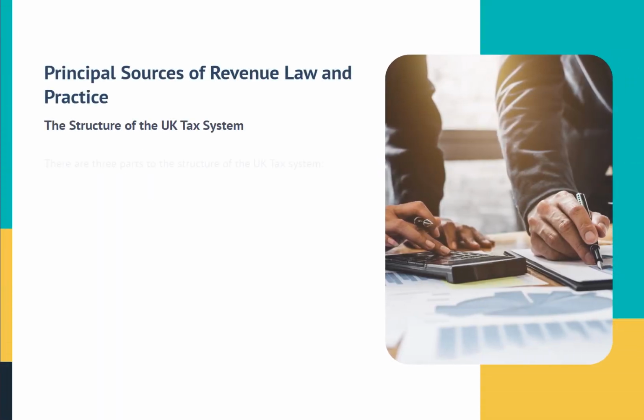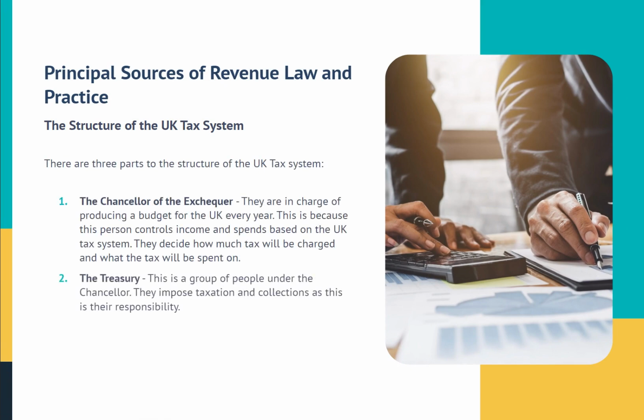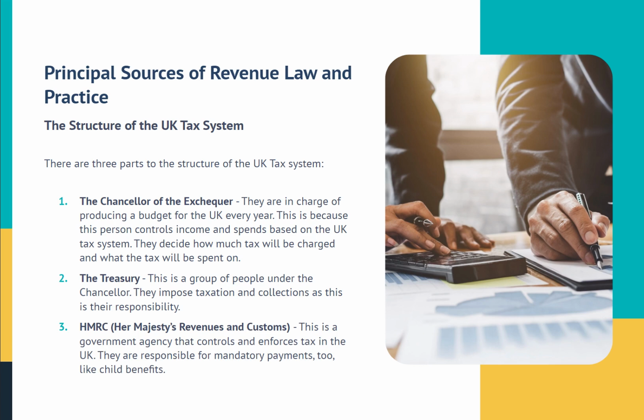Principal sources of revenue law and practice. The structure of the UK tax system. There are three parts to the structure of the UK tax system. 1. The Chancellor of the Exchequer. They are in charge of producing a budget for the UK every year. This is because this person controls income and spends based on the UK tax system. They decide how much tax will be charged and what the tax will be spent on.